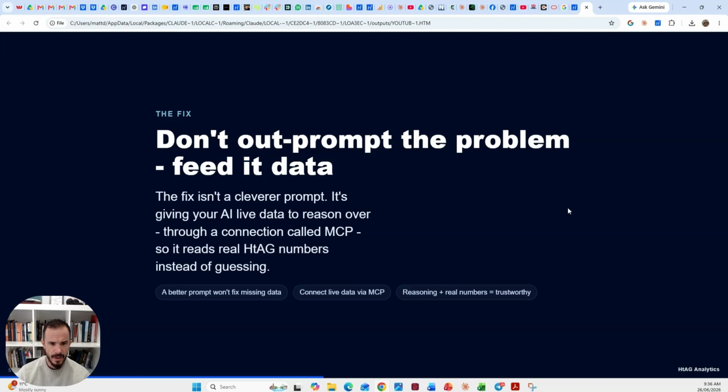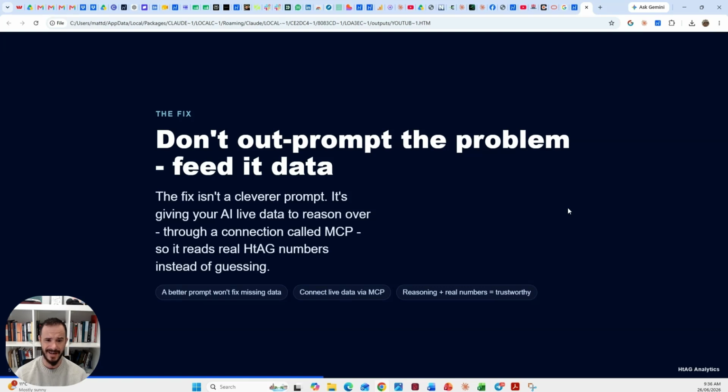Don't out-prompt the problem, feed it the data. This is very important. It's not about you constructing a very robust prompt. The fundamental and crucial aspect here is access to information and data. You will not be able to do a detailed analysis by accessing data from the web. You need to access proprietary data.